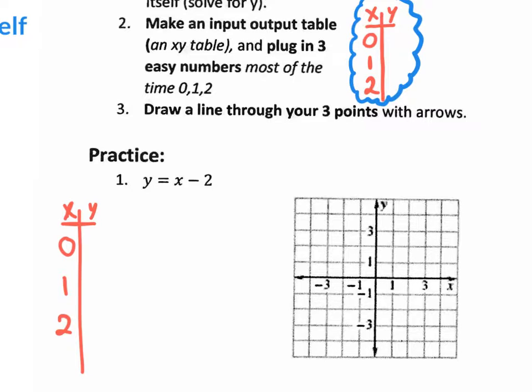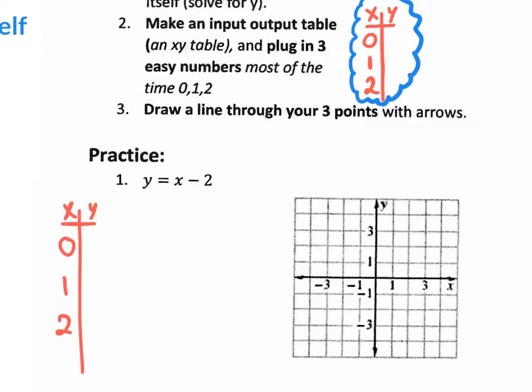Now, I'm going to take the 0 and I'm going to put it into the x, right? Why am I going to put the 0 into the x? Why not into the y? Because it's on the x side. Thank you. So we're going to take that 0 and put it right there.